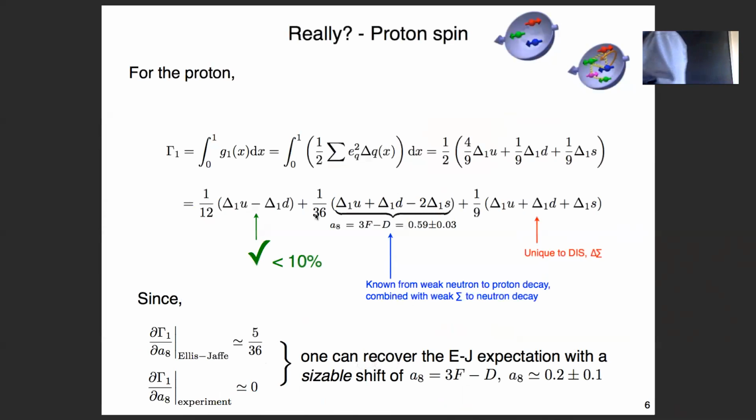Okay, so where are we today with this? Experimentally, through symmetries, we could do this for both the proton and the neutron. This actually is confirmed from deep inelastic scattering data directly to about 10%, which is great, and we'll see that. This second part is known from weak neutron to proton decay combined with a single measurement of sigma to neutron decay. Why have the delta 1? Is it first order? The first moment. First moment, yes, it's just shorthand, doesn't matter.